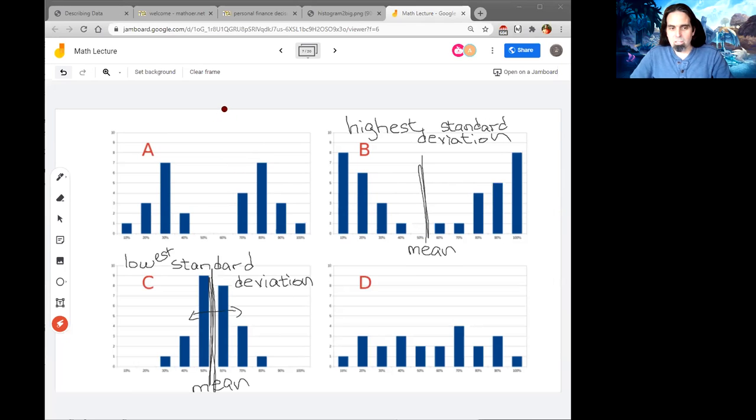Okay, which one is not the lowest standard deviation, but second lowest? I can draw lines again. They have the same mean. Does A or D have things in general closer to the middle, closer to their mean?